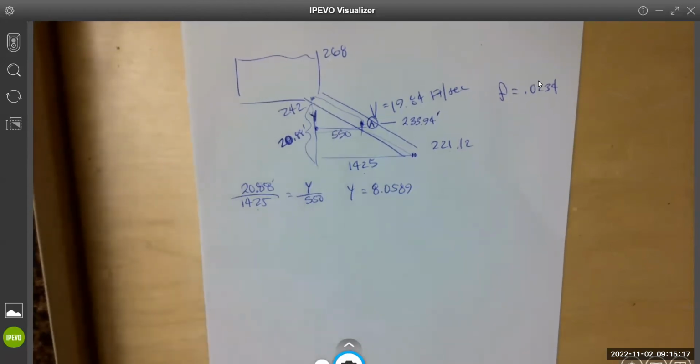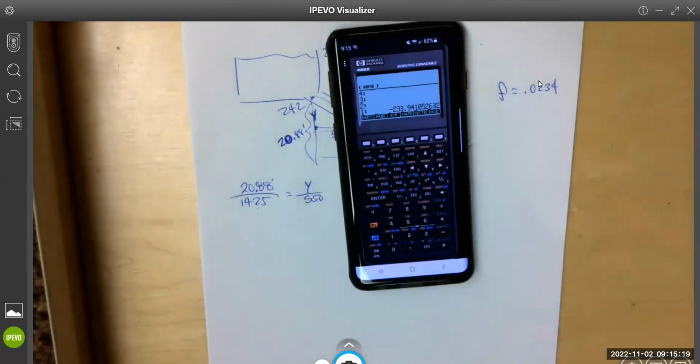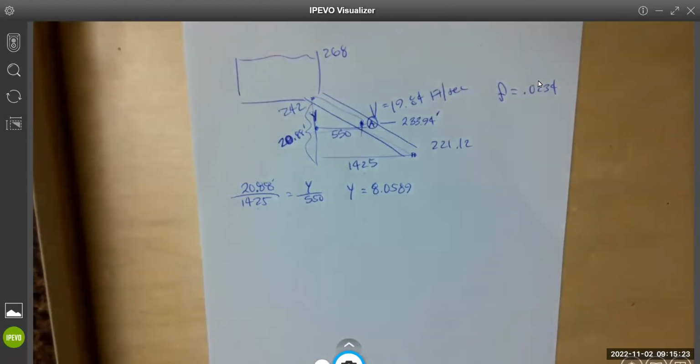Yep. Check it out. It even looks like an HP on my phone. Yeah, it's just the buttons are really, really small. But I'm a little happier.